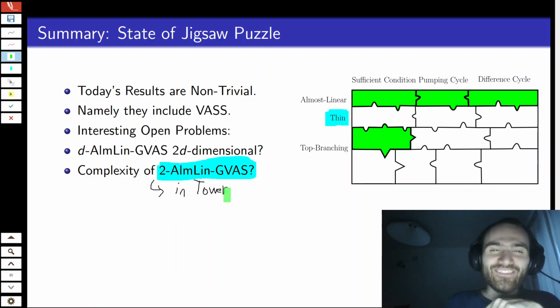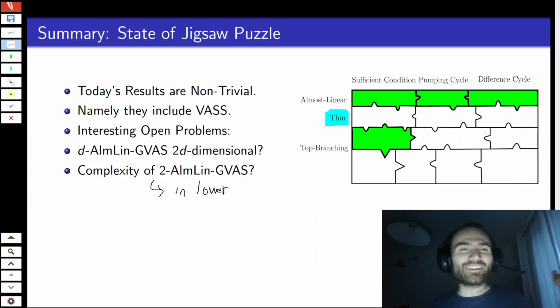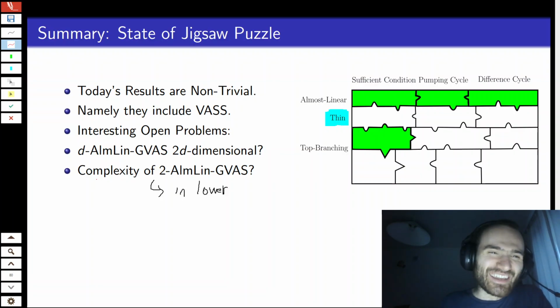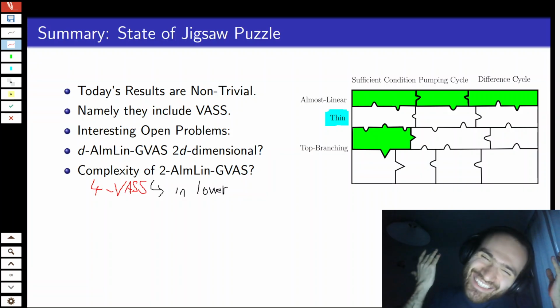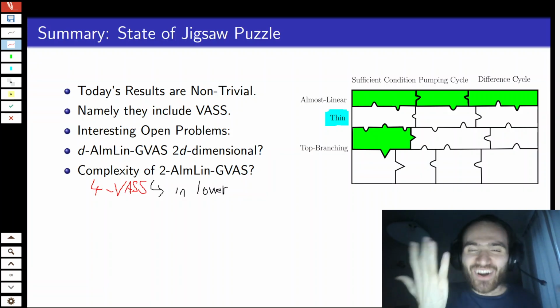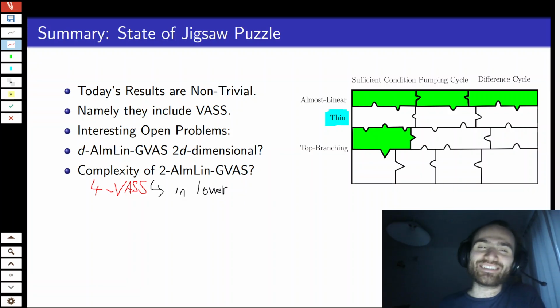But this is one of the open problems I would very much recommend, if you are at all interested in GVAS: how complicated are 2-counter almost linear GVAS? It's a situation that you can explain to people, because it's essentially like a 4-VASS. So that's the point: we analyze it like it's a 4-VASS. But is it really a 4-VASS? Is this really the best you can do? I mean, actually you just have two counters, right? Is it really optimal to analyze this like a 4-VASS? Well, it's a question, and this is one of the things I leave open here.